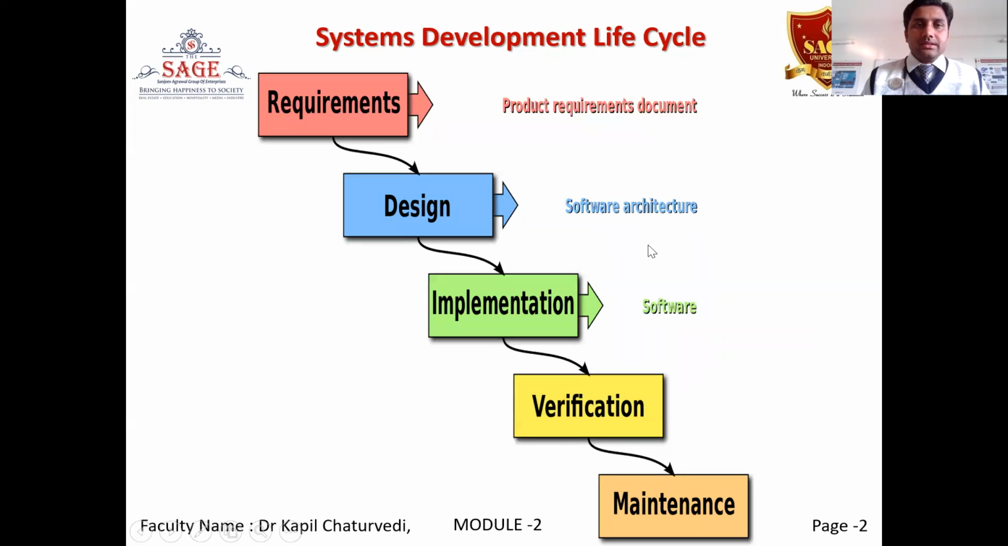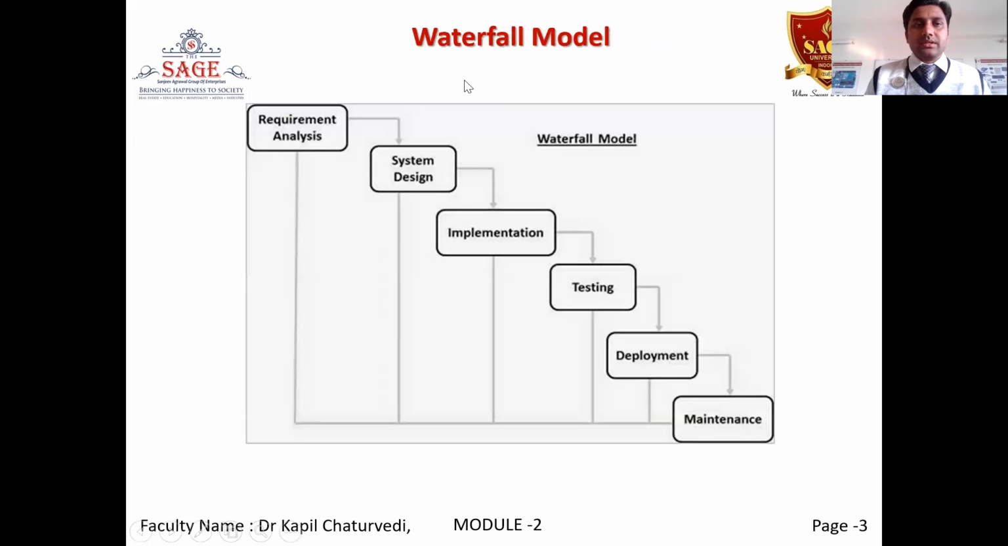As we discussed, different models are used, based on the SDLC, to develop software. The system development life cycle can also be represented as requirement, design, implementation, verification, and maintenance. So there are several ways to represent the SDLC phases. Our motive is to understand different models. Any software development model will be based on SDLC, though the names might change somewhat, and each model can use these steps in its own way.